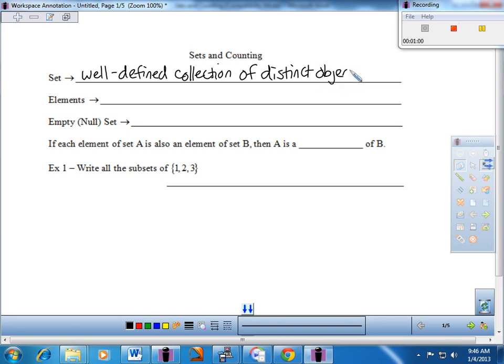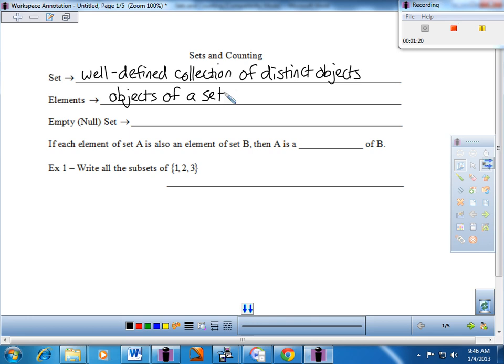So distinct objects could really be anything: letters, numbers, actual something tangible. We'll go ahead and see that in action over the course of the unit. An element, well, the elements would be the objects of the set. So put that in there for me if you would. All right, so a certain set is made up of a variety of elements.